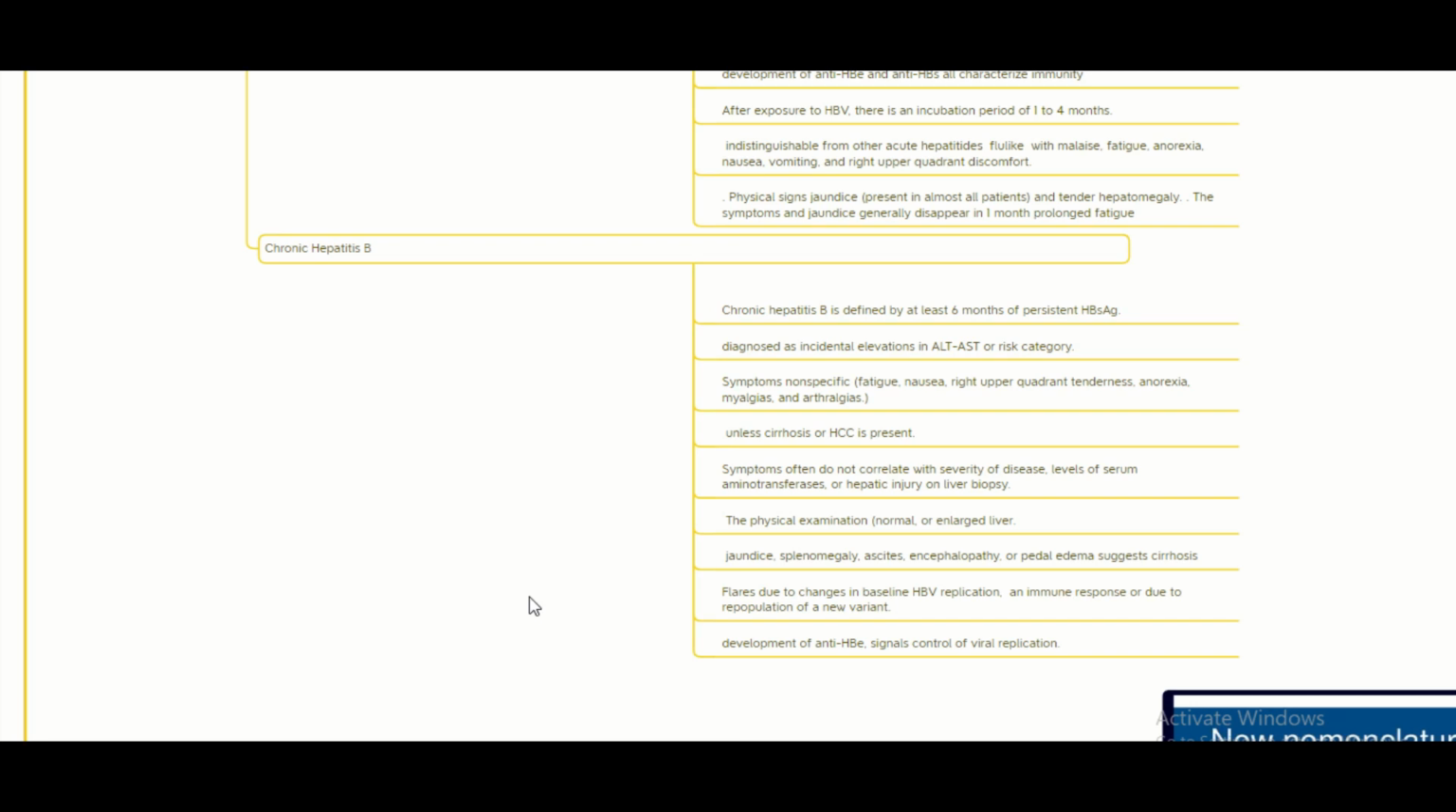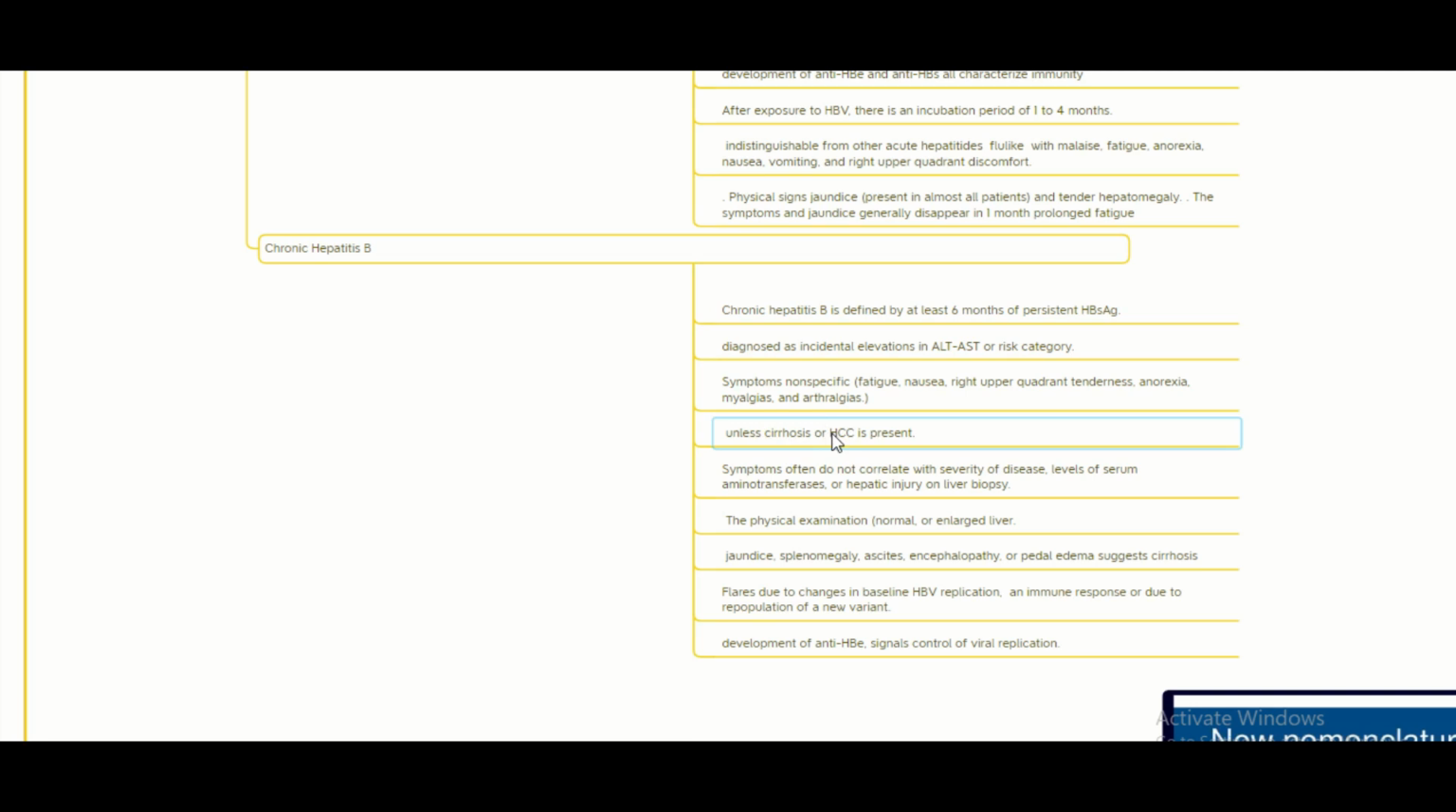Symptoms are also non-specific and wave-like. They come when we have flares of chronic hepatitis B. The symptoms are fatigue, nausea, right upper quadrant tenderness, anorexia, myalgia, and arthralgias. Specific symptoms may arise if we have cirrhosis, with a cirrhotic syndrome, or hepatocellular carcinoma syndromes. These two are complications of chronic hepatitis B. We will not go into them now since they need a full video by themselves.